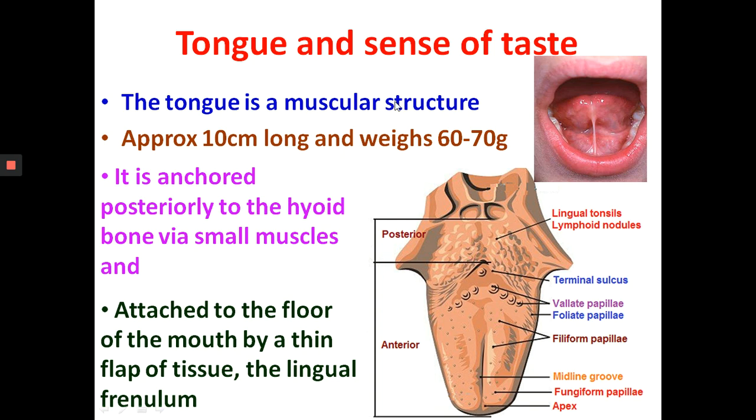The tongue is a muscular structure approximately 10 centimeters long, from here to here, and weighs about 60 to 70 grams. It is anchored posteriorly to the hyoid bone via small muscles and attached to the floor of the mouth by a thin flap of tissue, the lingual frenulum. This one.